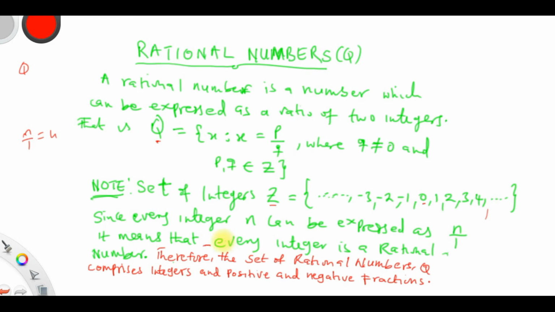Therefore the set of rational numbers Q is made up of, or comprises, integers and positive and negative fractions.